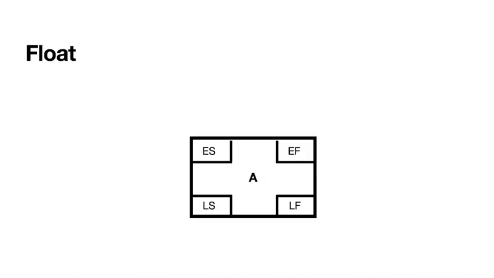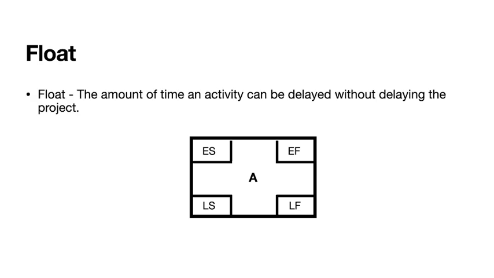Let's go ahead and calculate the float of an activity. As you can see, this is an activity, and the early start, early finish, late start, late finish are shown at these locations within an activity. And you already know that the float of an activity is the amount of time that the activity could be delayed without having a delay of the project. The formula for calculating the float of an activity is the late finish of the activity minus the early finish of the same activity, or the late start of the activity minus the early start of the activity.